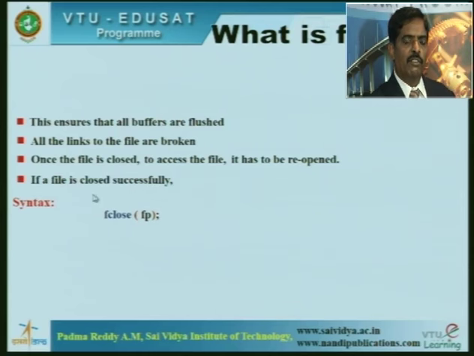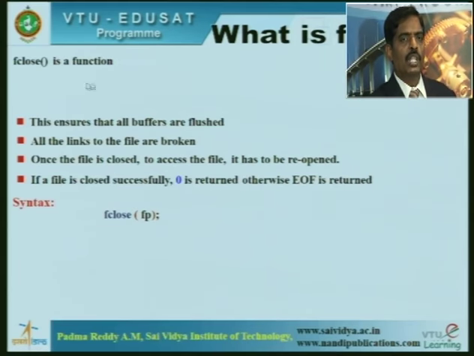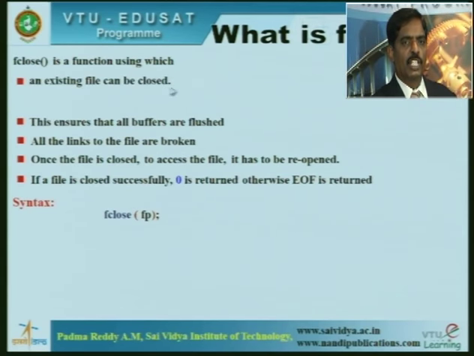And finally, if a file is closed successfully, 0 is returned, otherwise EOF is returned. EOF is also defined in stdio.h. Its value is -1. Whenever the operation is successful, we return 0, otherwise EOF is returned. So fclose is a function using which an existing file can be closed.